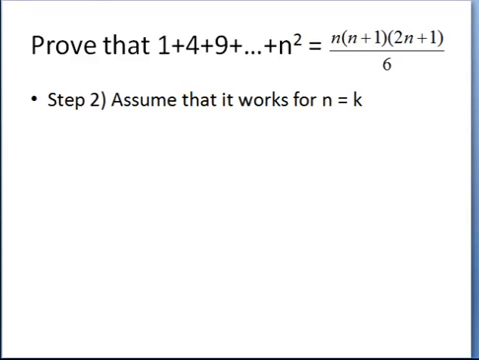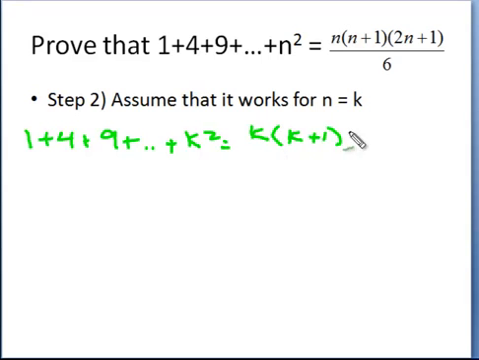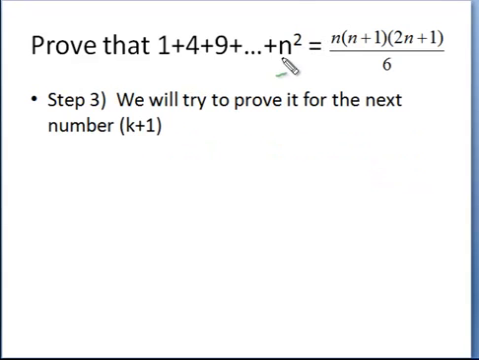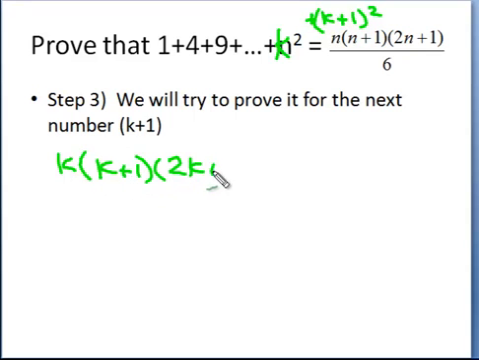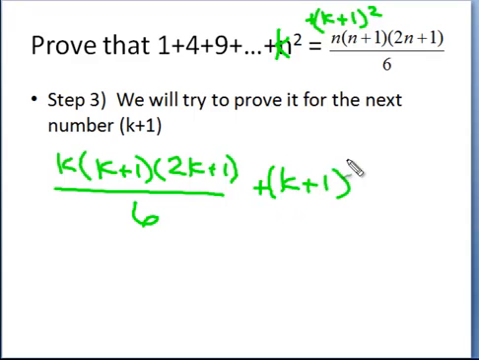Step 2 is our assumption. We're going to assume that it works for n equals k. 1 plus 4 plus 9 up to k squared is equal to k times k plus 1 times 2k plus 1 divided by 6. There's our assumption. And then we're going to prove that it works for the next number. To prove that it's true for the next number, k plus 1, because we had k squared at the end, we're going to add k plus 1 squared to both sides of the equation. And what we'll get on the right-hand side is k times k plus 1 times 2k plus 1 divided by 6 plus k plus 1 squared.